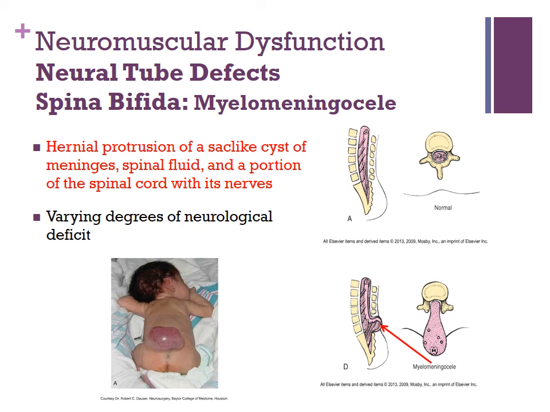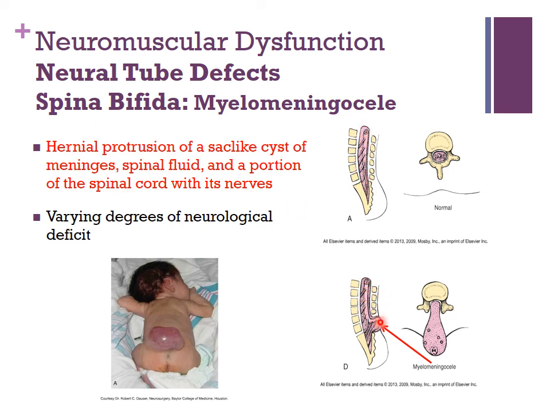So next we have our myelomeningocele. I think I actually left this L off the other slides, but it's myelomeningocele, not myomeningocele. And if you think about it, a meningocele is your meninges and spinal fluid, right? So myelomeningocele, you're adding to your meningocele. So you have everything a meningocele has, but you also have a portion of the spinal cord with its nerves.